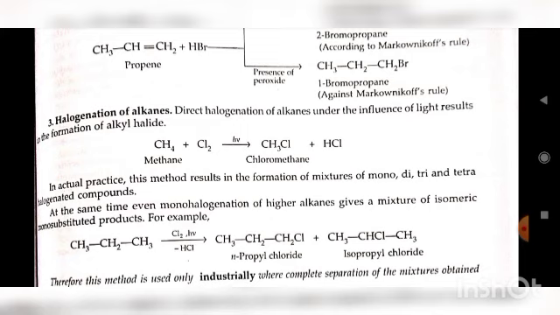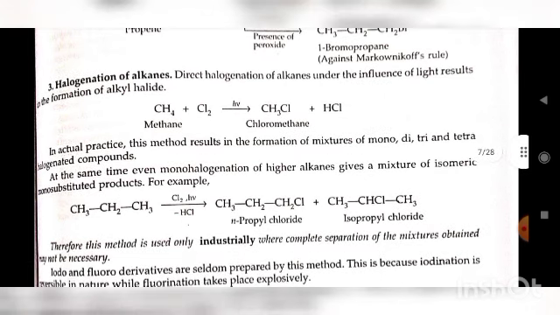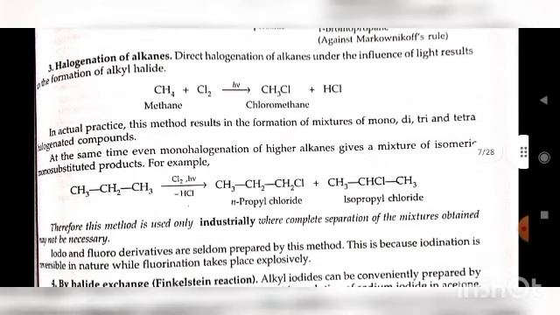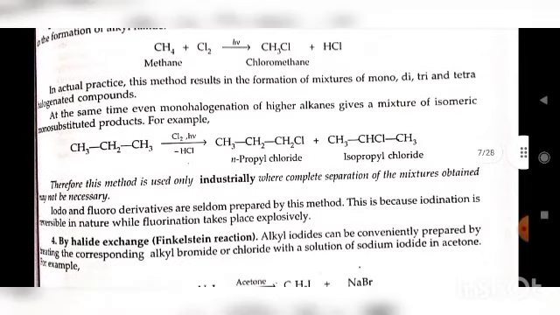In actual practice, this method results in the formation of a mixture of mono, di, tri, and tetrahalogenated compounds. At the same time, even monohalogenation of higher alkanes gives a mixture of isomeric monosubstituted products. For example, propane in presence of Cl2 and hv gives n-propyl chloride and isopropyl chloride. Therefore, this method is used only in industry where complete separation of the mixtures obtained may not be necessary.